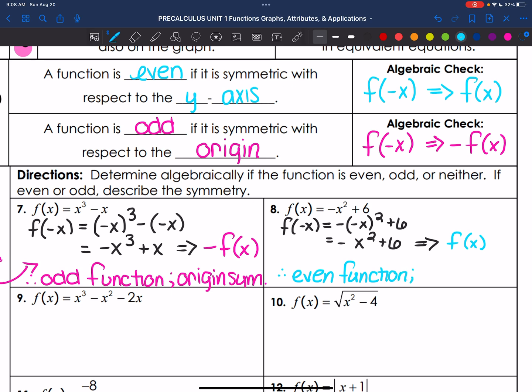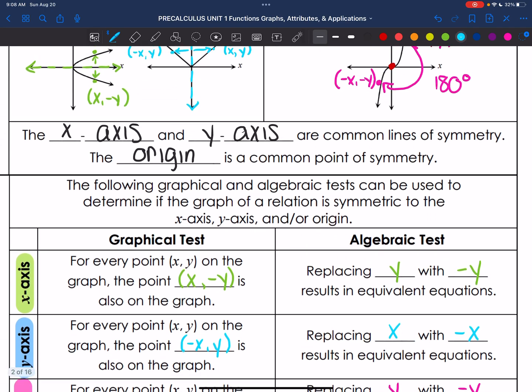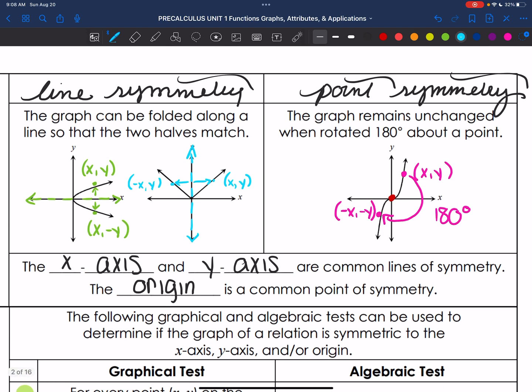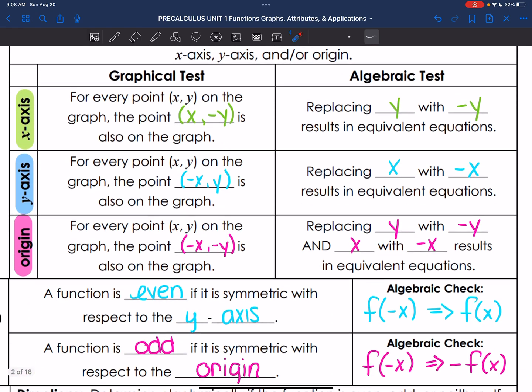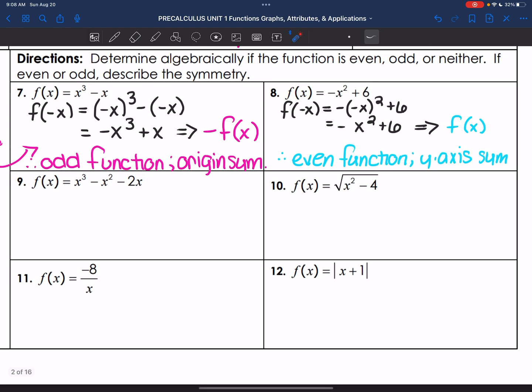And even functions have that y-axis symmetry. And so if you think about that up here, that means that you could fold it along that y-axis, and on either side, it would be the same. Let's do a few more here. Let's look at example number 9.